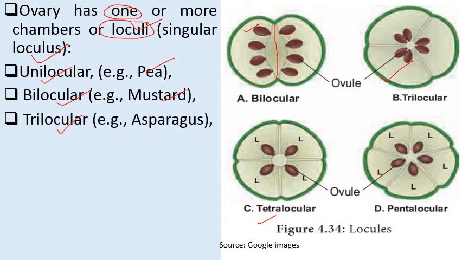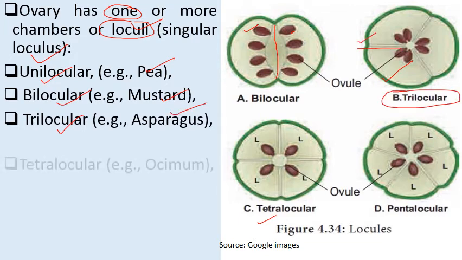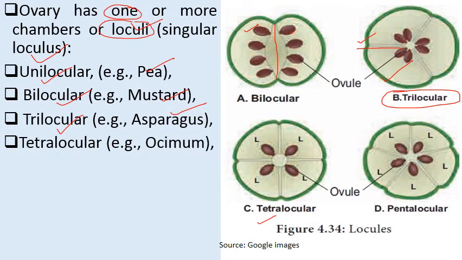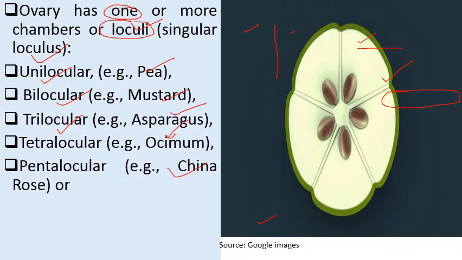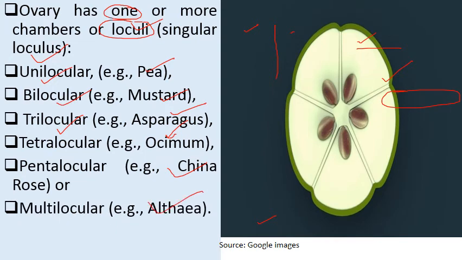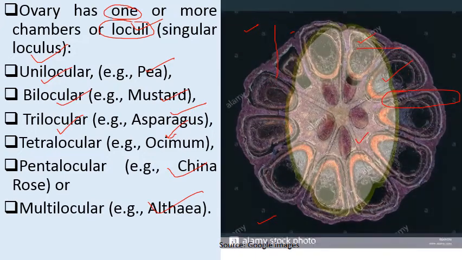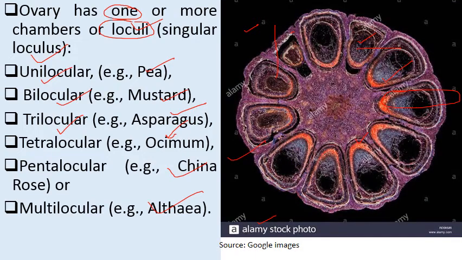And trilocular means having three chambers, that we can see in this diagram. Trilocular ovary is found in case of asparagus. And tetralocular means having four chambers, found in case of Ocimum sanctum. And pentalocular ovary is found in case of China rose. Then comes multilocular ovary, which is found in case of Althea, having more than 5 chambers or locules. So this is the photograph which shows multilocular ovary, having many loculi or chambers, which bear ovules.